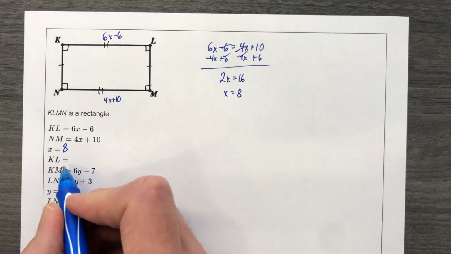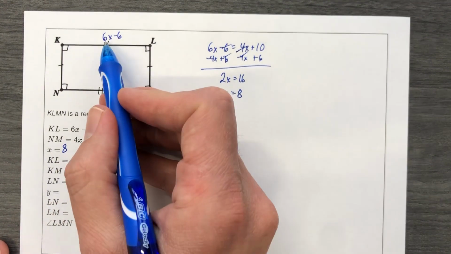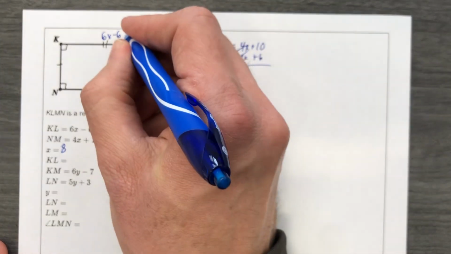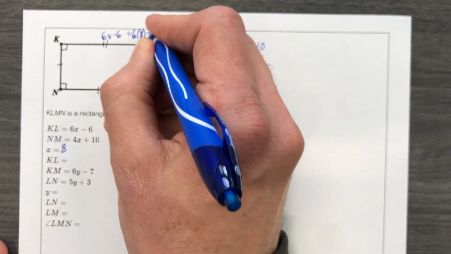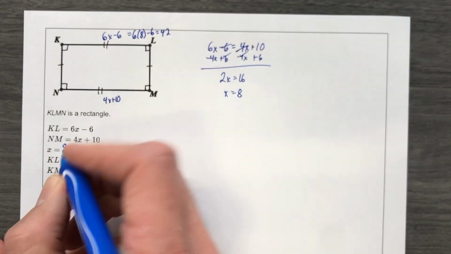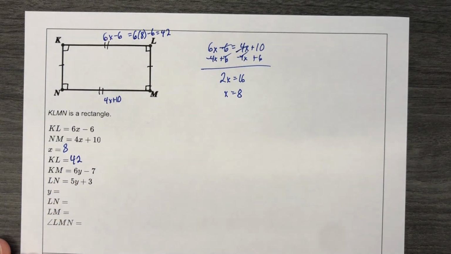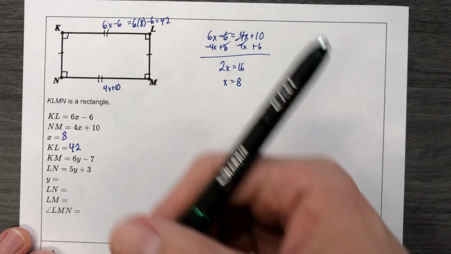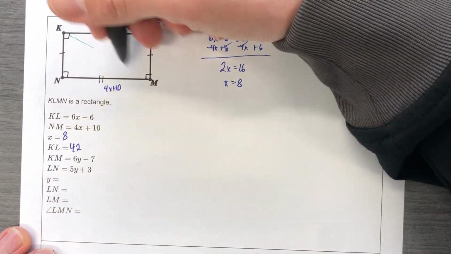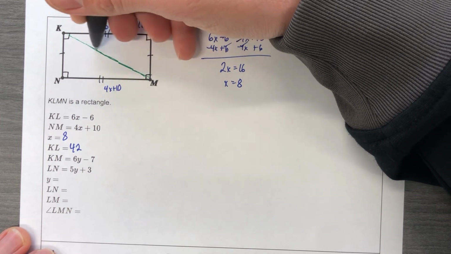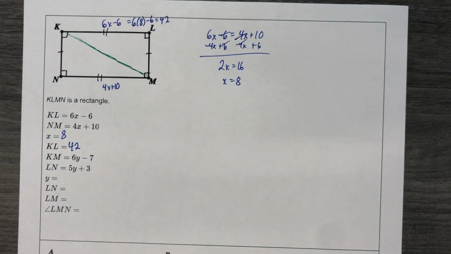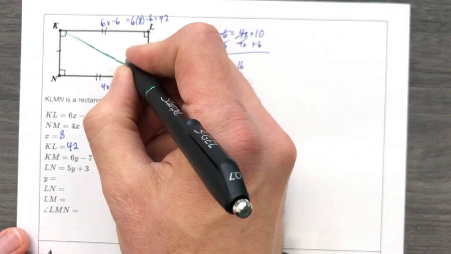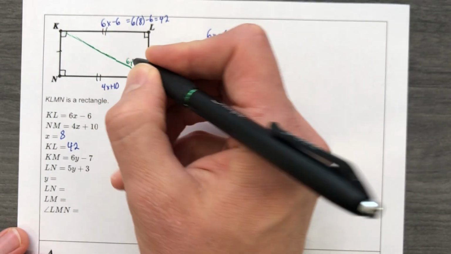Good to know. And then KL, well, KL is 6x minus 6. That would be 6 times 8 minus 6, which is 42. 42 inches, feet, light years, who knows. Okay, now let's switch colors. KM is this diagonal right here. And that entire thing, that entire green piece, is 6y minus 7.